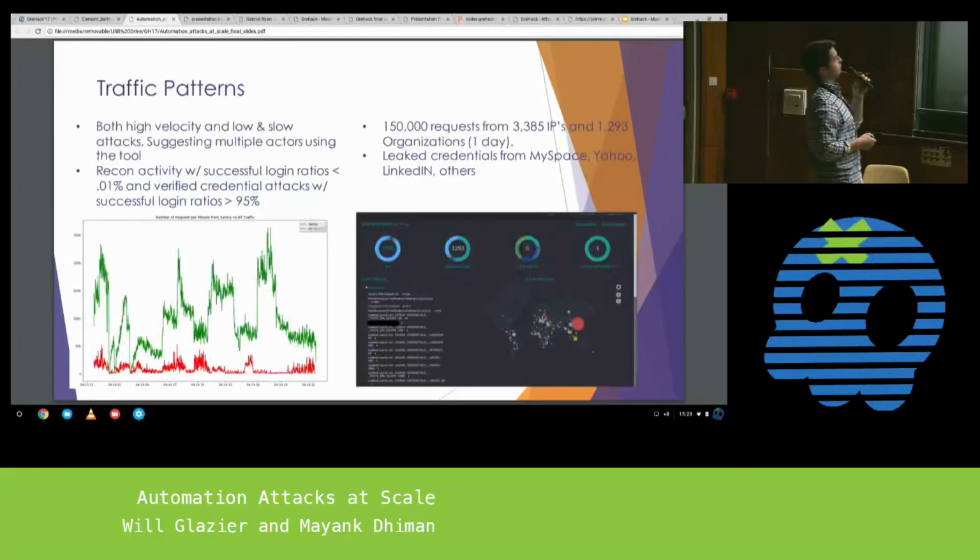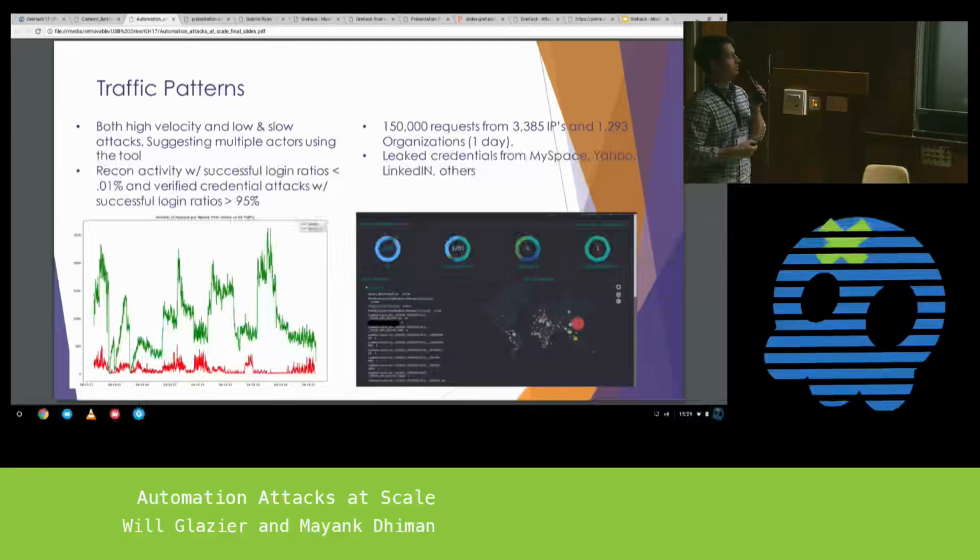Traffic patterns for this tool we saw at, once again, I believe this is at another large retailer. We saw both high velocity and low and slow attacks. As you see here, the red traffic is Sentry, the green is just all traffic throughout the day. Periods of low and slow attacks, periods of high velocity, some spikes. And we saw some attacks with a 0.1%, 0% successful login rate. That was their recon activity. And then once they'd figured out which credentials would work, they would come back and log in with success ratios greater than 90, 95%.